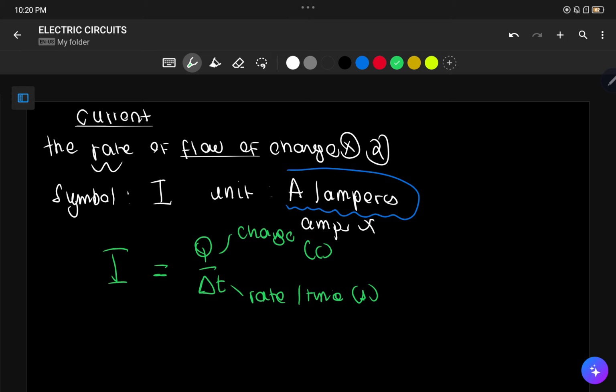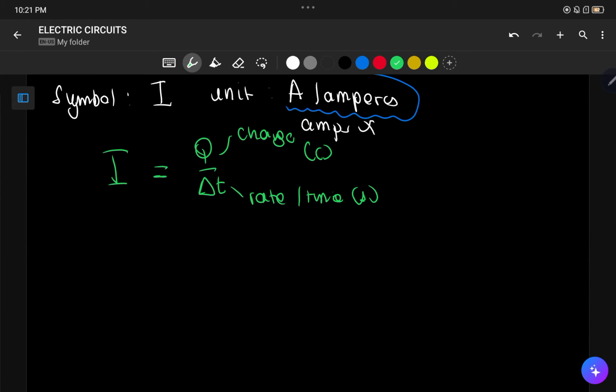Don't mistake that. If they give you the time at which specific charges are flowing past a specific point in minutes, always be able to convert it into seconds, because if you don't convert it into seconds, you're going to get it wrong. You're going to be marked wrong. So it's crucial for you to be able to convert it into seconds.